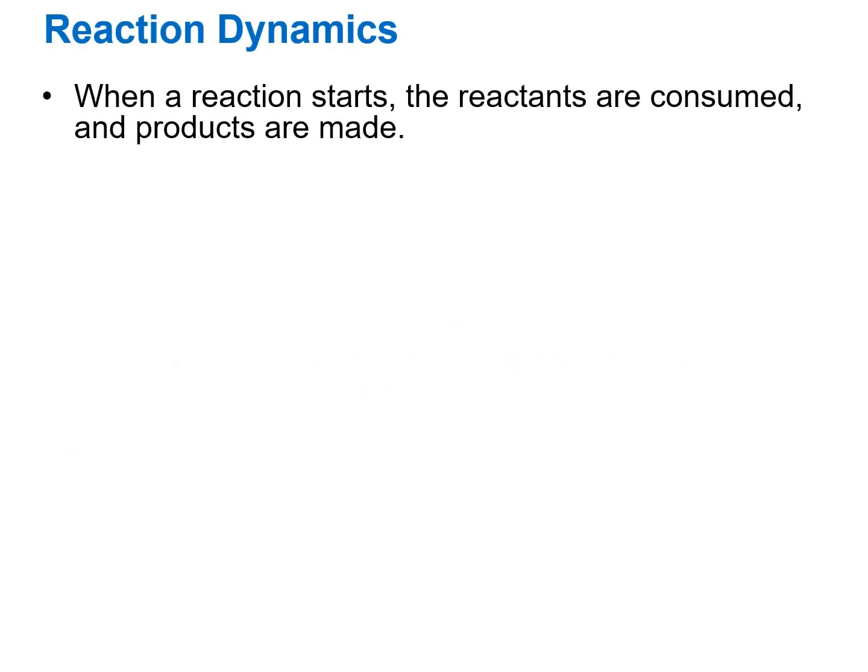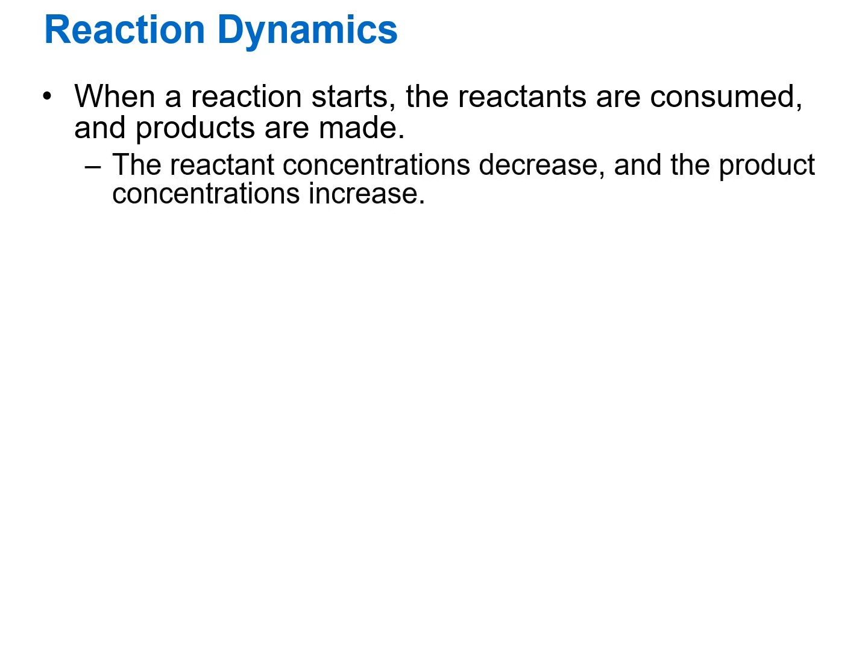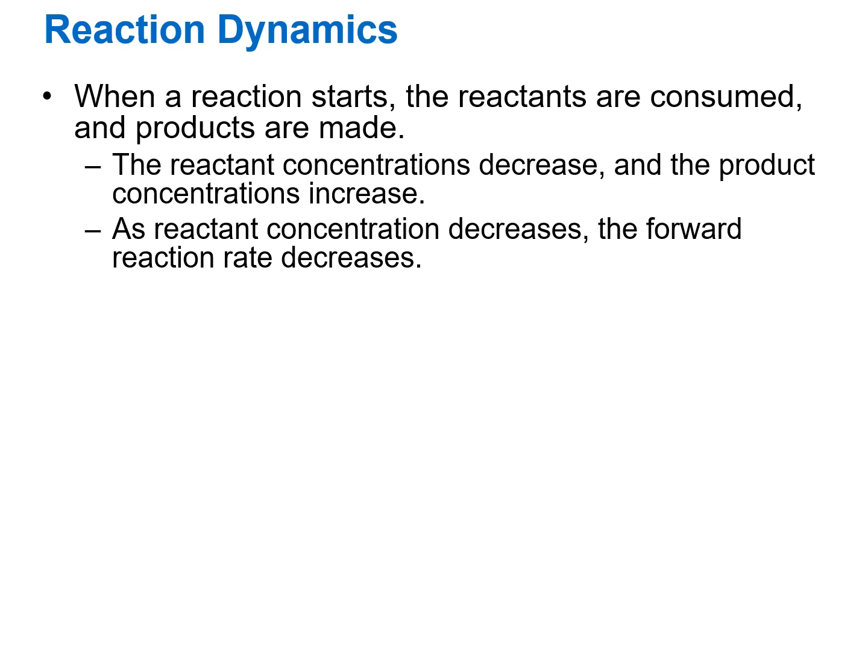So let's articulate what's actually happening in a dynamic equilibrium situation. When a reaction starts, the reactants get consumed and products are made. And as the reactant concentrations decrease, the product concentrations increase. Remember, this is all typically happening in a container of some sort. It might not necessarily, but we can think of it that way. Now, as the reactant concentration decreases, the forward reaction rate of the entire chemical process is going to slow. So that tells us that there's a relationship between the momentum of a reaction and the concentration of the reactants.